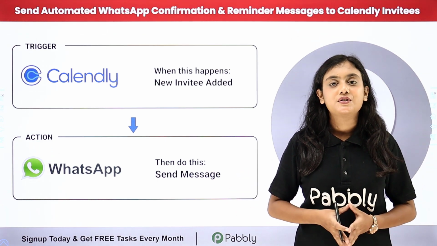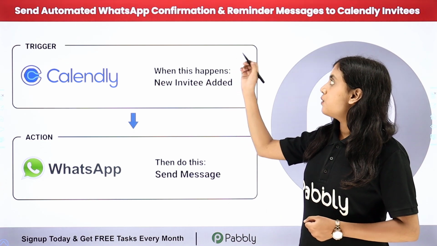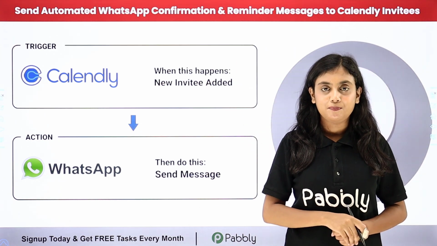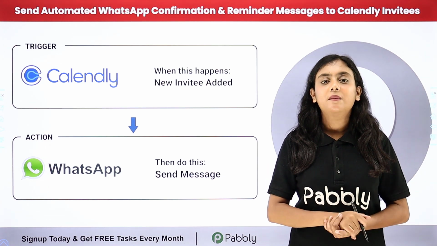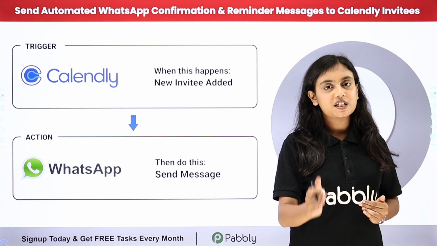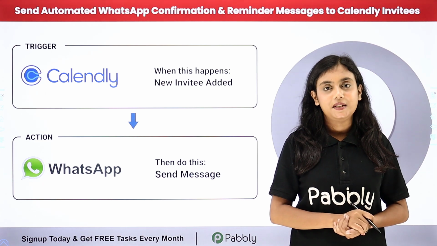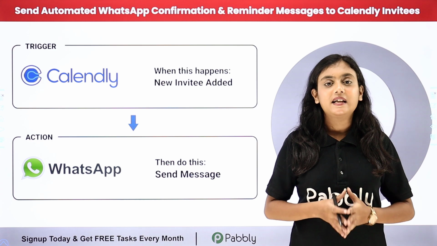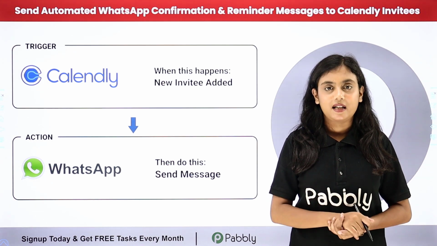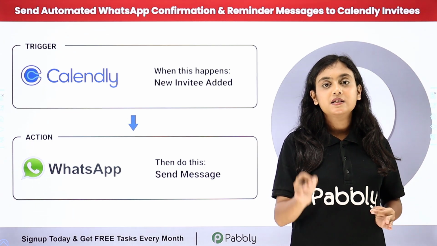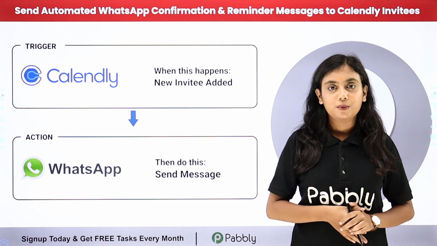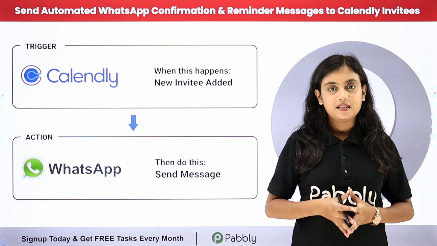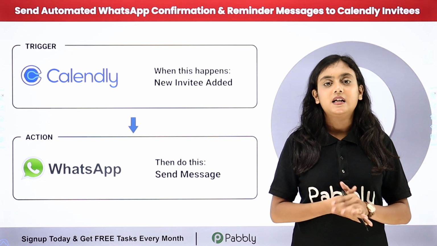In this video, we're going to learn how to send automated WhatsApp confirmation and reminder messages to Calendly invitees. So I'm a personality development coach and I take one-on-one sessions with my clients on a regular basis. I manage all of my sessions, like the bookings or the appointments of my clients, using Calendly. However, keeping track of all of my appointments or bookings, or sending confirmation and reminder messages to all of my invitees manually, is a time-taking process.